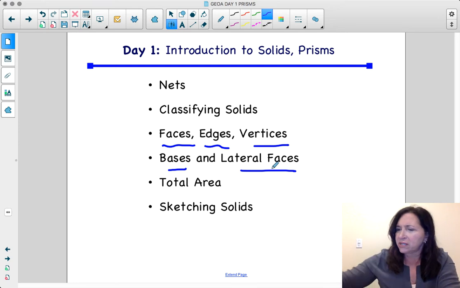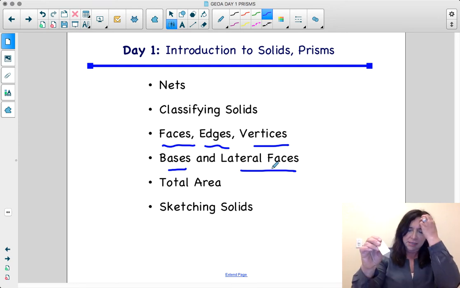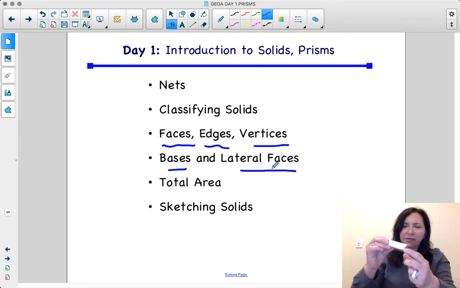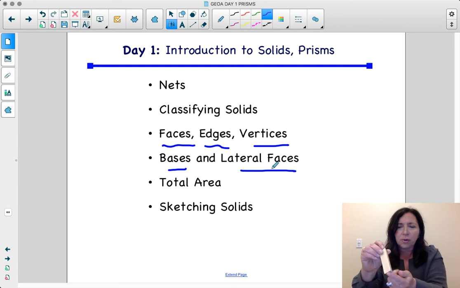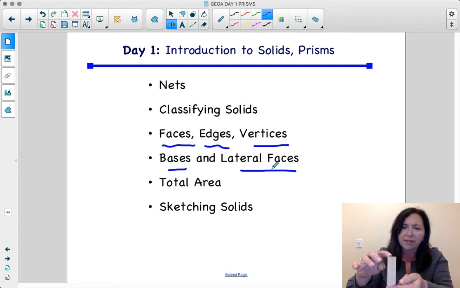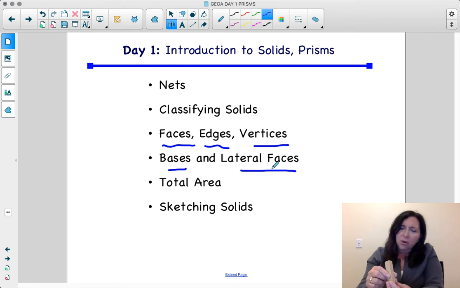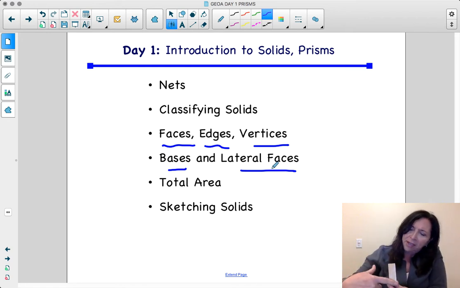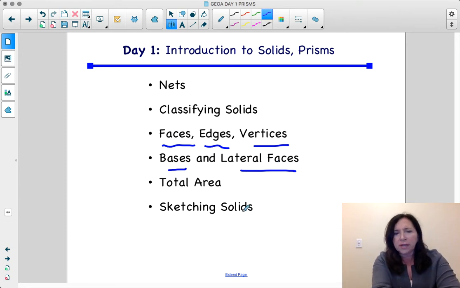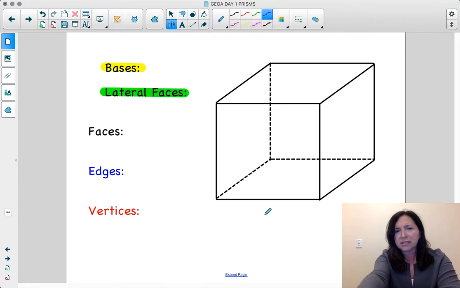So basically, just a heads up, a base in a prism, you have a base and a base. The bases are the two of the same thing. Whereas you have lateral faces, lateral meaning around, okay? So this would be a lateral face. This would be a lateral face. That would be a lateral face, okay? All right, the total area, we're going to sketch some solids, etc.